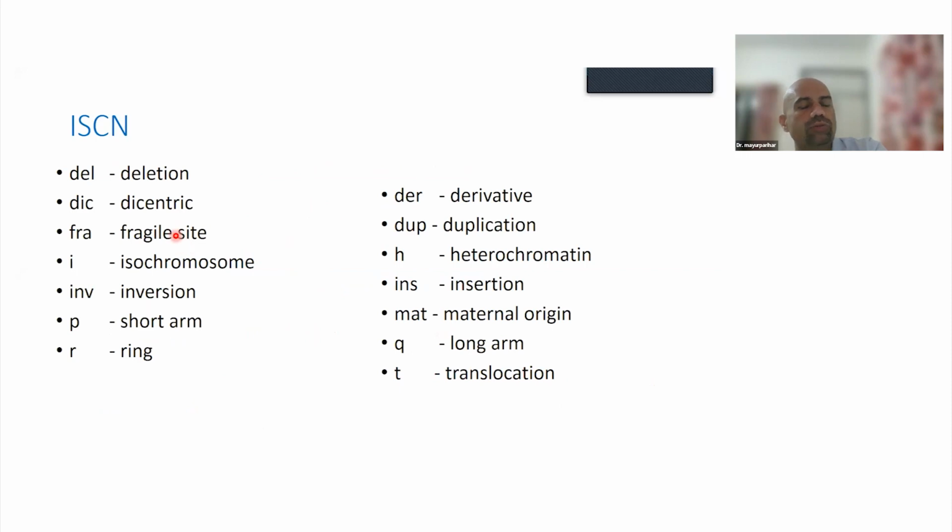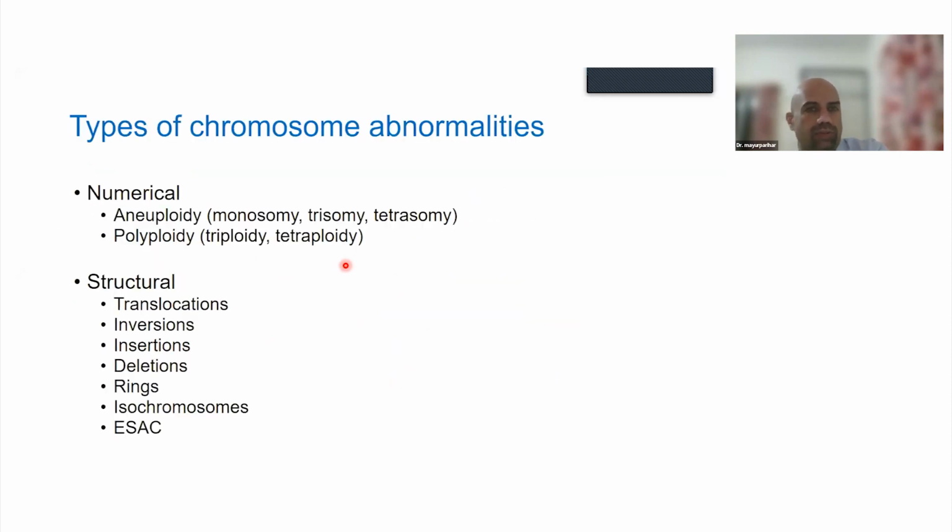A lot of short forms have been defined by the ISCN, where DEL is deletion, DIC is dicentric, ISO is isochromosomes, INV is inversions, and T is for translocations. So you don't have to remember all of this, but I'm just saying we do have certain guidelines. Whenever a report is given, we write it in the ISCN format, but we also write the interpretation.